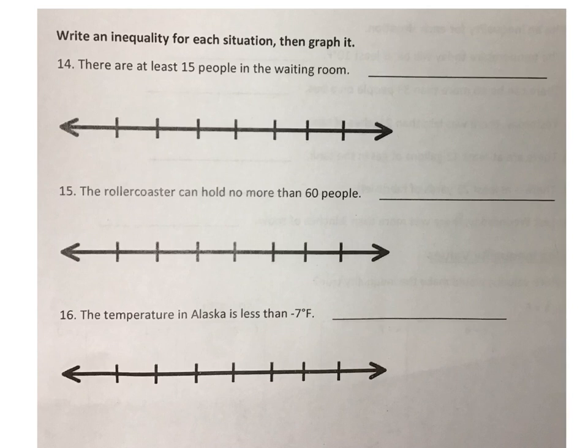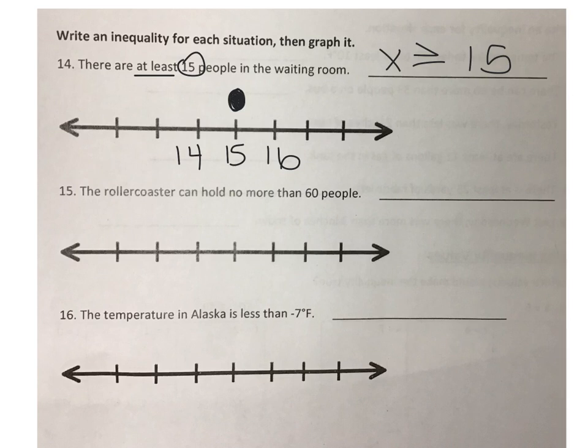So for 14, it's at least 15. Remember, we started with our variable and we started with our 15. Think about your symbol. X is going to be greater than or equal to 15. We're going to have 14, 15, and 16. It's going to be a closed circle at 15 because it could be equal to, and then it's going to be pointing to the right. Think about it: 14 would not make this statement true, but 16 would make this statement true. Also, 15 would make this statement true. 15.1, 15.2, so anything including 15 or greater will make this statement true.